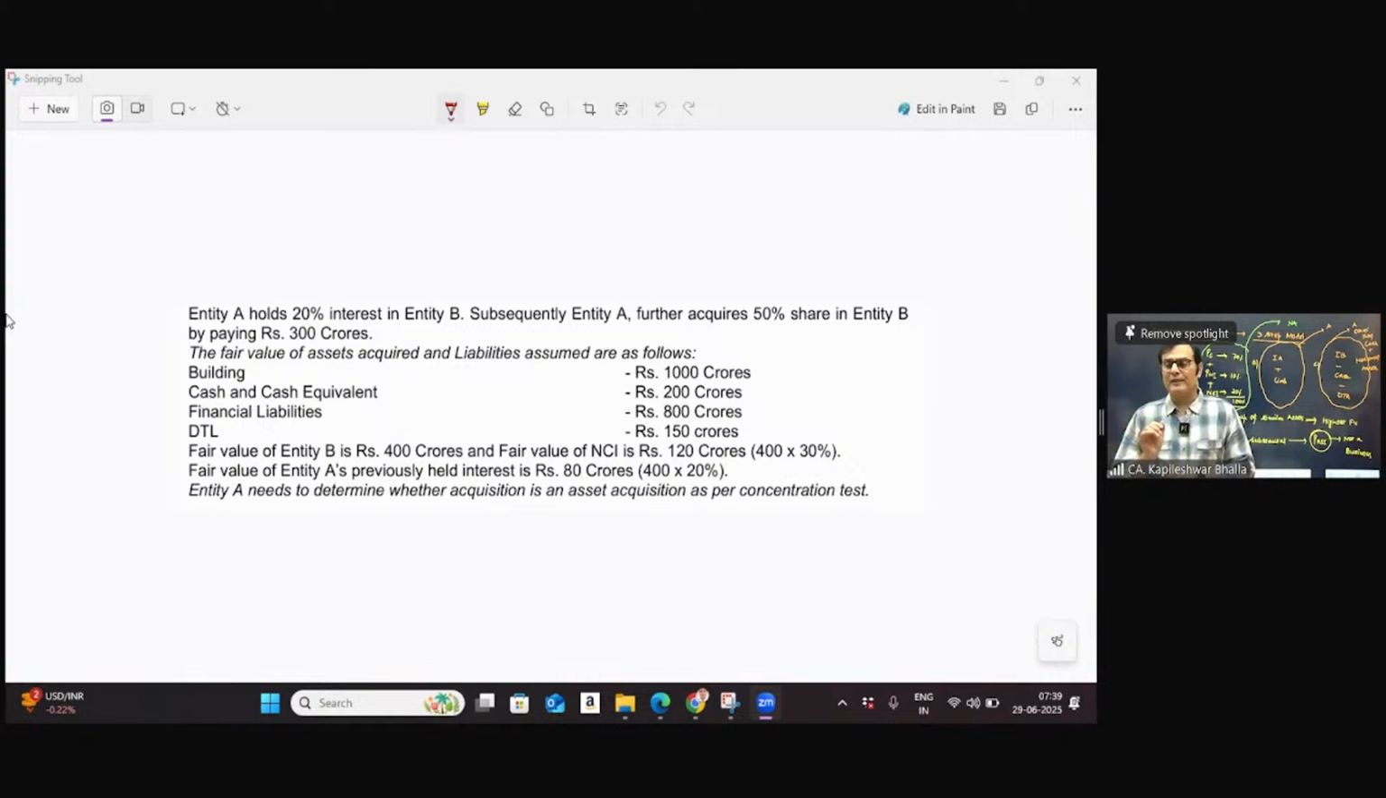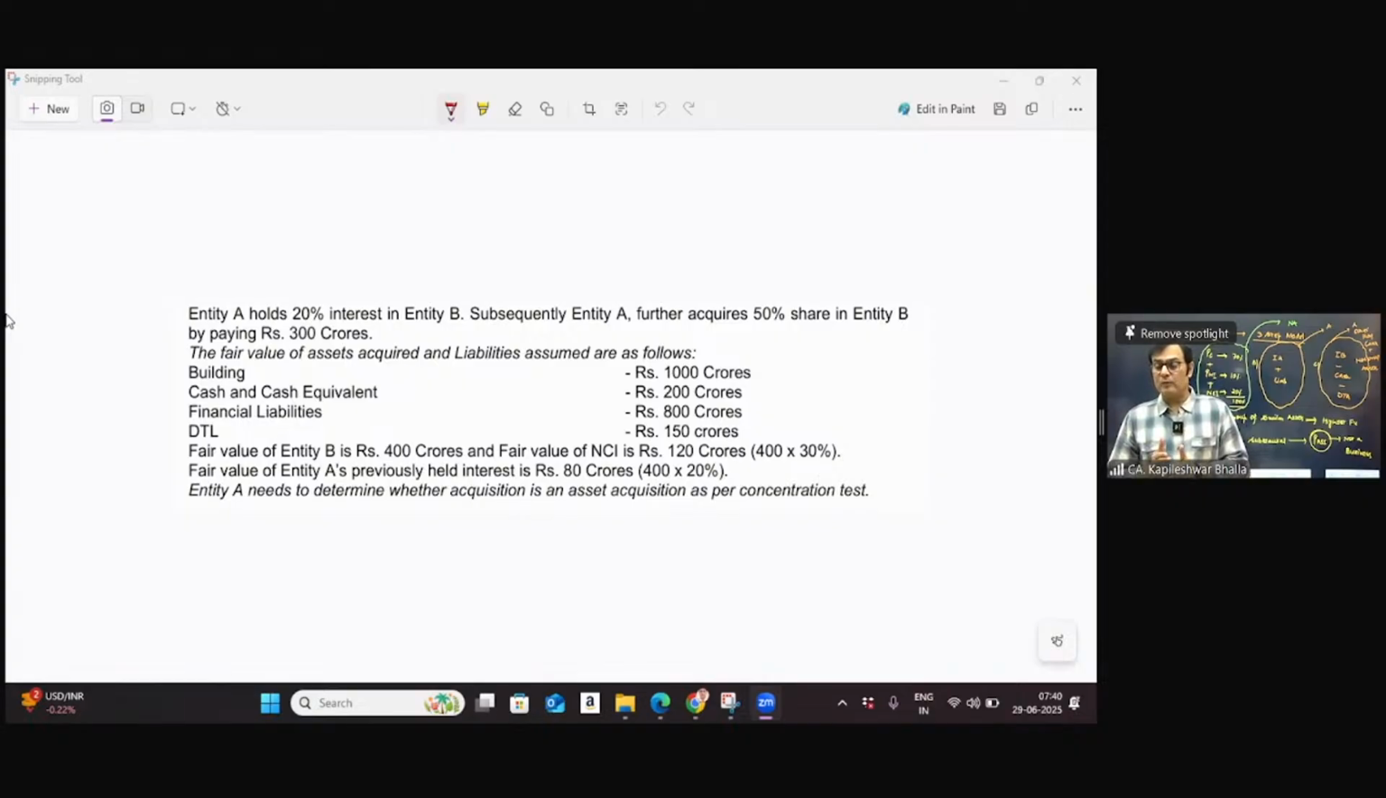Then we are also given the fair value of the assets and liabilities acquired. Can you tell me which is supposed to be a liability which should be added back in terms of step number 1B? Financial liability. That's right. And DTL? Yes, we have to add it back, as it is also notional in nature. And which is the asset which you are going to subtract in terms of step number 1C? It's a DTL. So, sorry, cash and cash equivalents, not DTL. Step 1C would be assets, so we'll reduce the cash and cash equivalents.